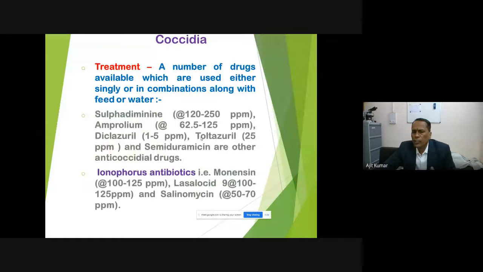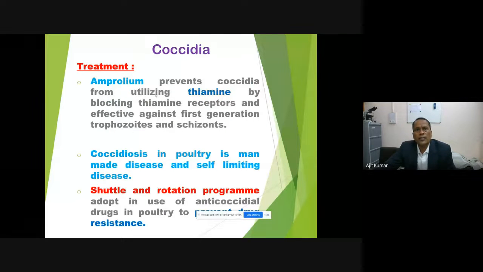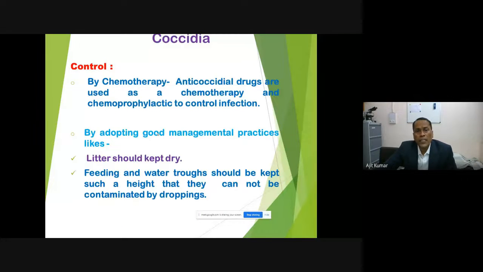A number of anticoccidial drugs are available for poultry as well as calves. In poultry, anticoccidial drugs are already available mixed with their feed. But coccidiosis is known as a man-made disease because it mainly depends upon management. It mainly becomes better by improving the management.